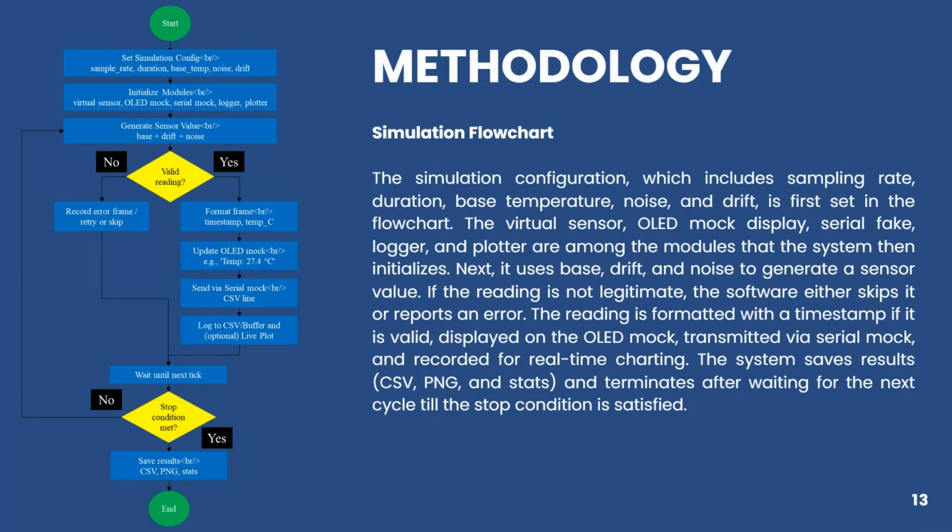To conclude the simulation flowchart, the simulation configuration, which includes sampling data rate, duration, base temperature, noise, and drift, is first set in the flowchart. The virtual sensor, OLED mock display, serial fake logger, and a plotter are among the modules that the system then initializes. Next, it uses base, drift, and noise to generate a sensor value. If the reading is not legitimate, the software either skips it or reports an error.